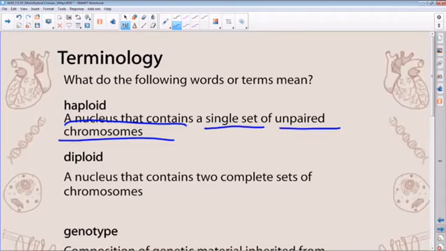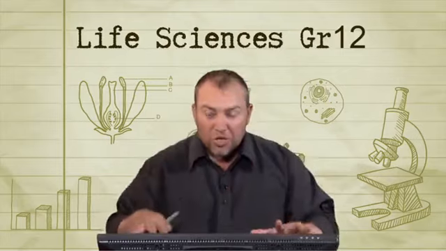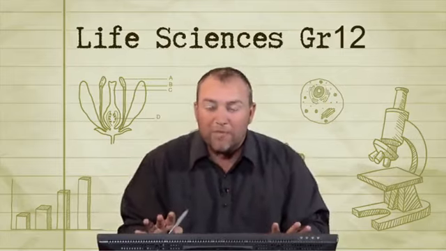Then we come to diploid, right? Diploid is a nucleus that contains two complete sets of chromosomes. Very, very important. You need to know that. Okay, those are the two that are so simple from the beginning.